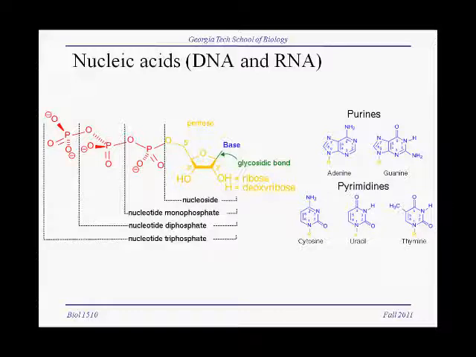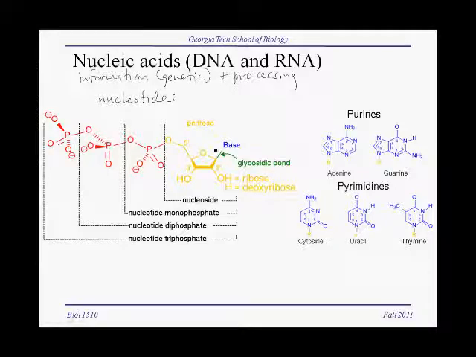Next, we'll look at nucleic acids, DNA and RNA. We all know that they're used for storage of information, basically genetic information, and particularly for RNA, processing genetic information in the cell. So that's their function. Now, when we look at their structure, what we find is that they have a rather complex structure. Their monomeric subunits are nucleotides.